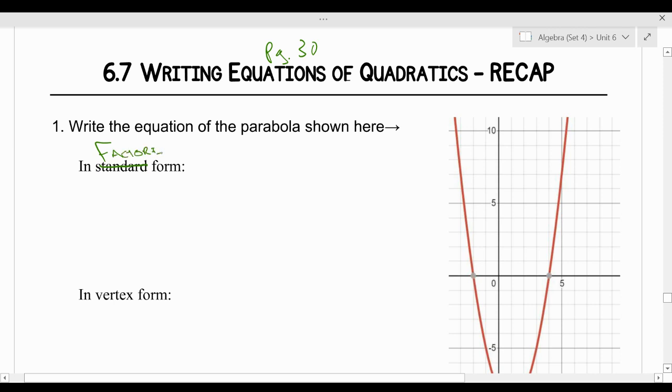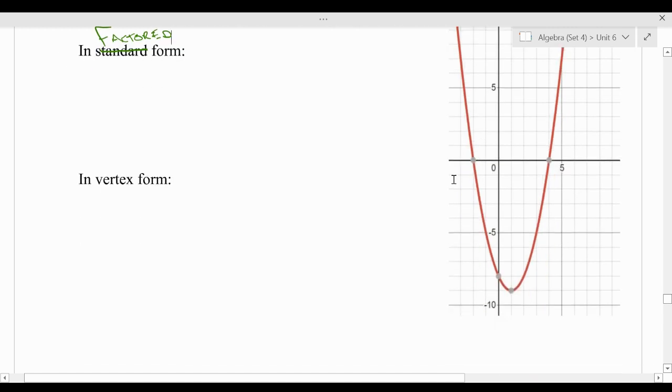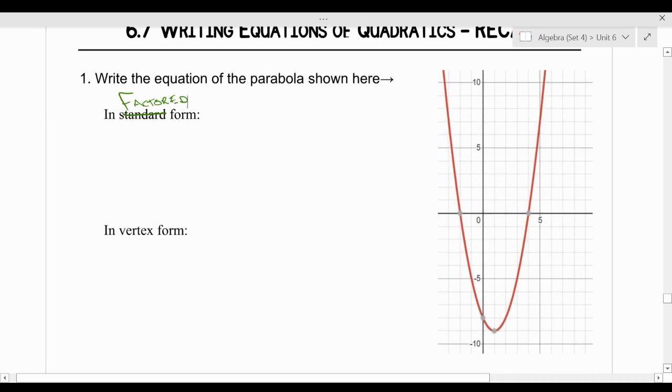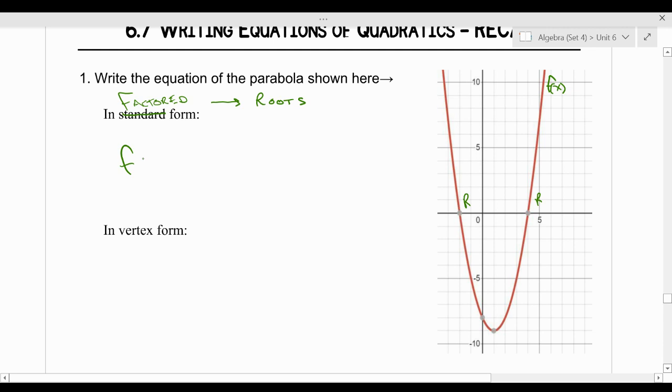All right. We're going to look at this parabola, and we are going to be able to write an equation by looking at the parabola. Looking at it here, factored form, you need to look for the roots. And the roots are simply whatever are on the x-axis. I'm going to label them R here, R here. So all you have to do is, let's say this parabola is labeled f of x. It should have a title, but it doesn't. All you have to do is write the opposite, right?